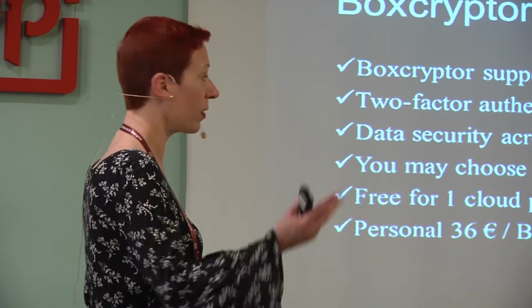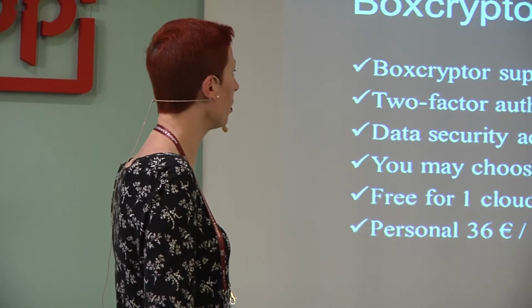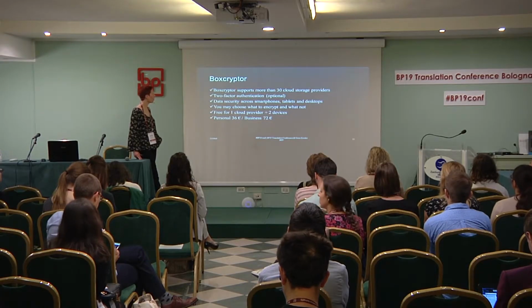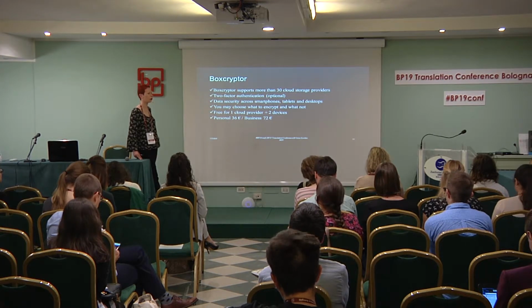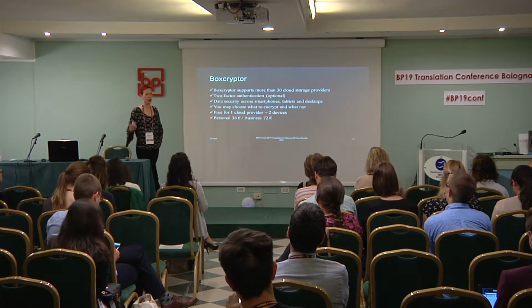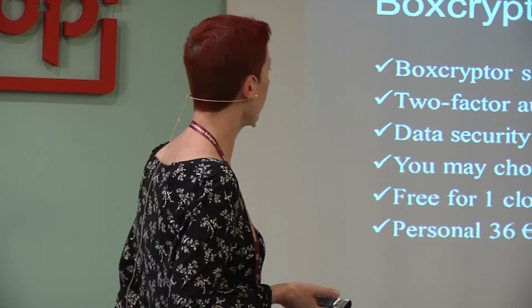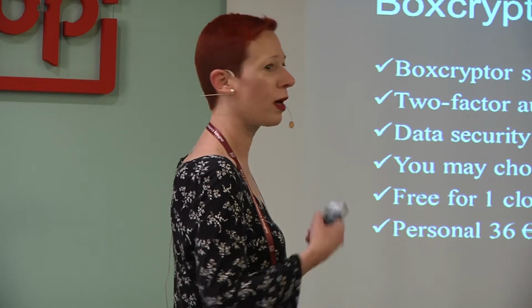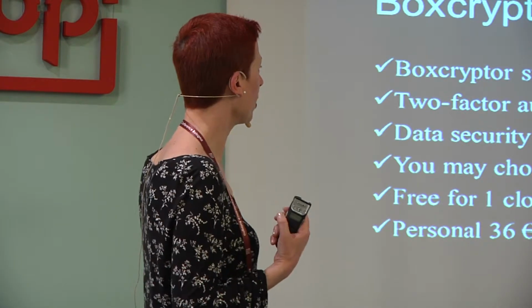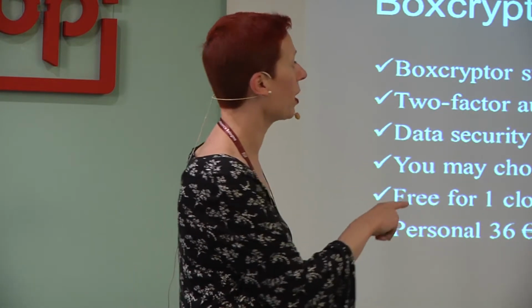Lovely. But in addition, you can add another layer of security to that. BoxCrypto has a 2-factor authentication you might use. It's optional, which means you might receive a code on your mobile phone or on another device, so that you have your password and the one-time code. There's data security across smartphones, tablets, and desktops.